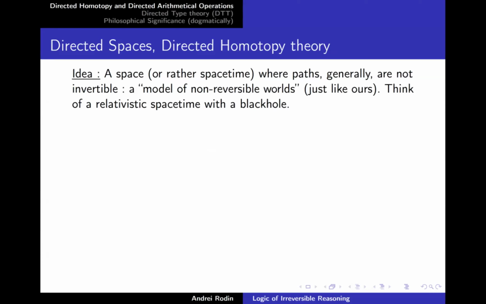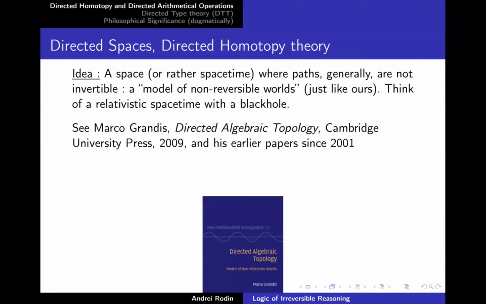Whether laws of nature at the fundamental level are reversible or not. But the fact is that when we use usual mathematics, everything is invertible. We may replace t by minus t, and formally we revert the thing. And here is a theory where it's not actually the case. So you may think about something like relativistic space-time with a black hole, where you can go one way but not the other way, and of course many everyday situations.